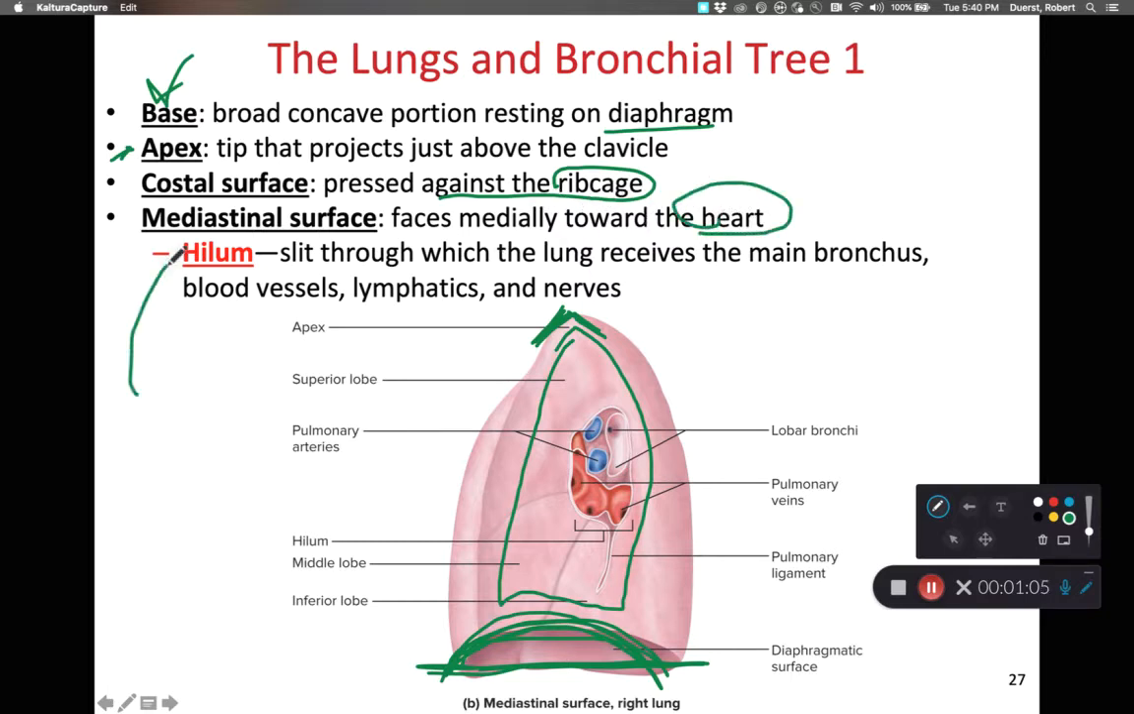And at the hilum, here we have the hilum of the lung. The hilum is just a generic term that refers to any indentation in an organ where we have lots of tubes going in and out. So here with the lung, we have the hilum right here, and we're going to have blood vessels going in and out, and the main bronchus carrying air in and out.